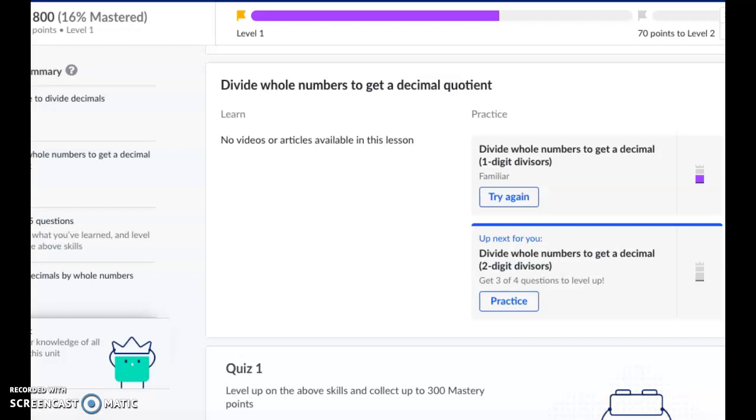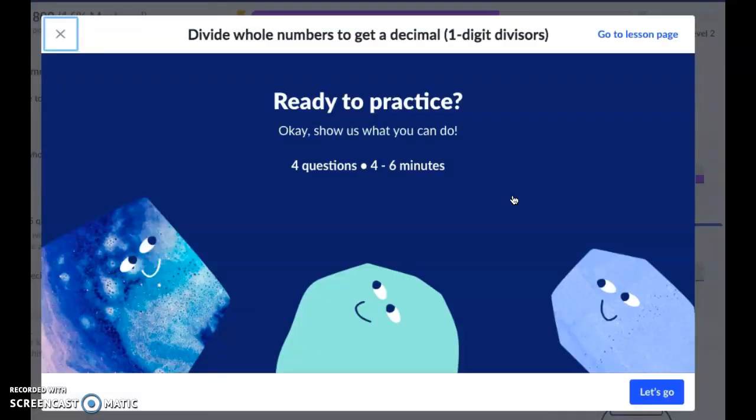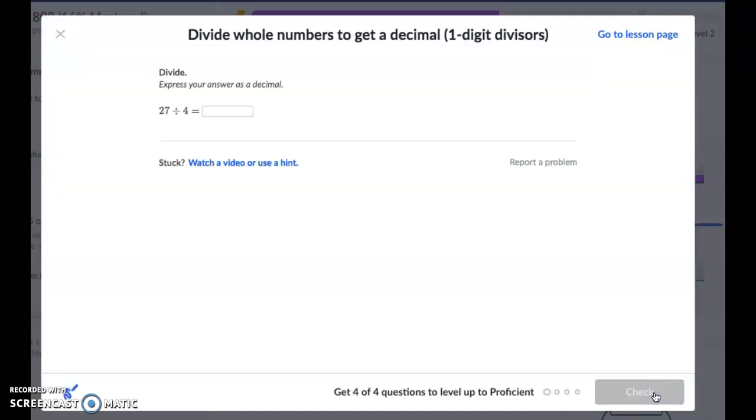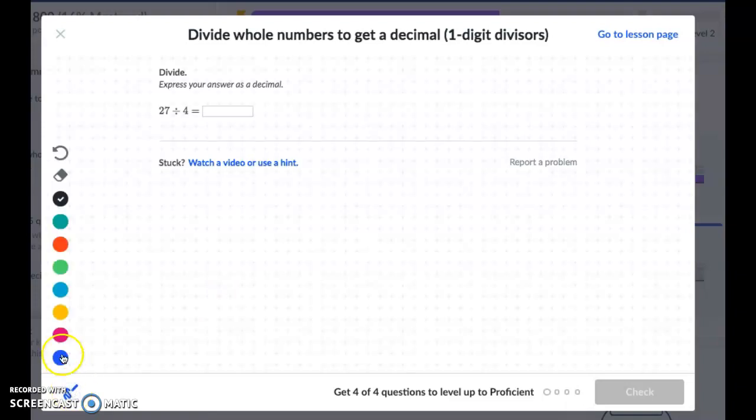Khan Academy, we're working on dividing decimals, and then the subtopic, divide whole numbers to get a decimal, one-digit divisors. Divide, express your answer as a decimal. So 27 divided by 4.